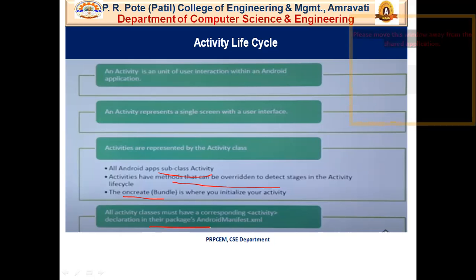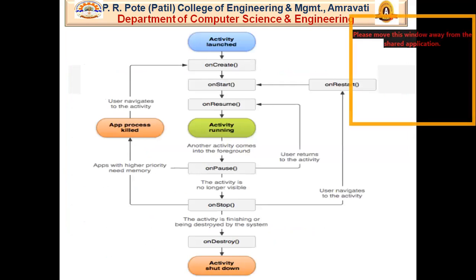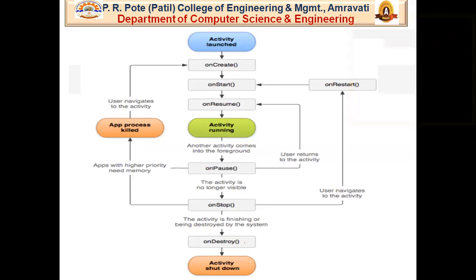And now let's have a quick look at the flow chart of the activity life cycle. In this flow chart, you can see that there are a number of methods like the onCreate method, start method, resume, pause method, stop method, and destroy method. First we will see in short what all these methods do.